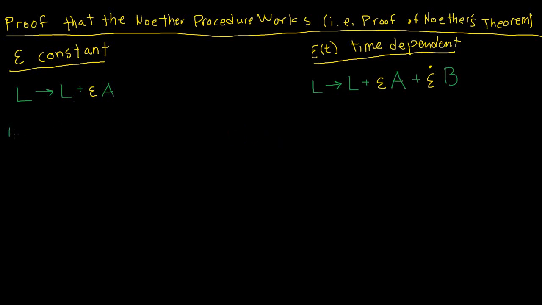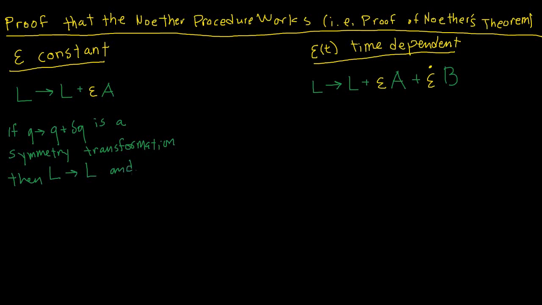All right. So the next thing to realize is that if q goes to q plus delta q is a symmetry transformation, then L goes to L, and therefore we must have that A equals zero. Therefore, for our time-dependent epsilon, if our transformation is a symmetry transformation, then we must have that L goes to L plus epsilon dot times B.